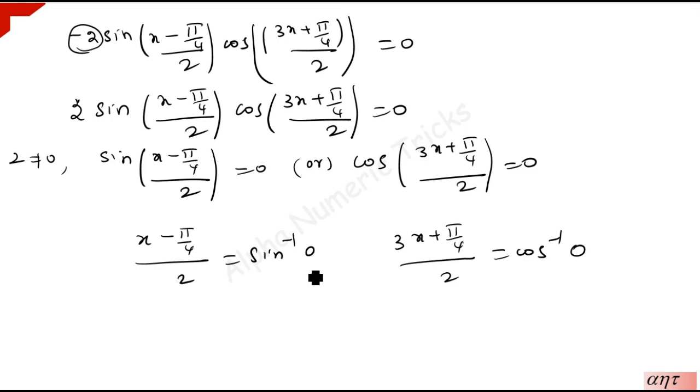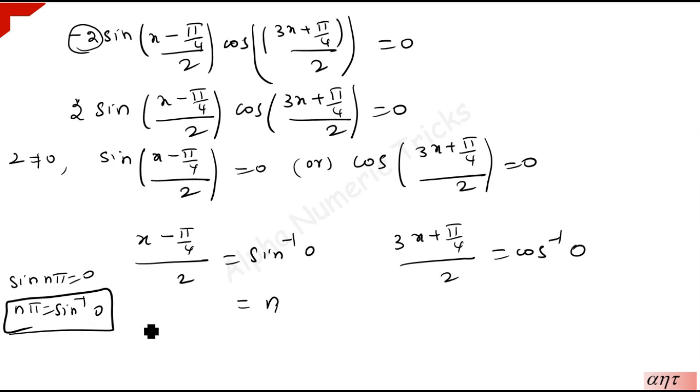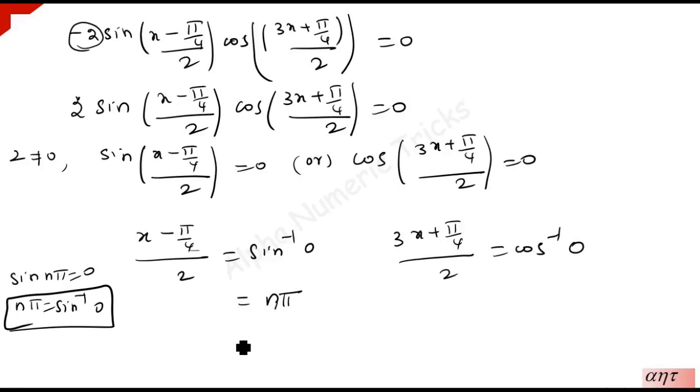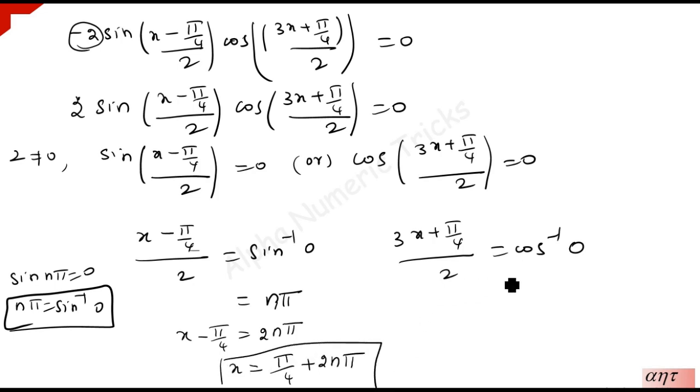And what about sine inverse 0? For all the values of n pi, it becomes 0, isn't it? Sine n pi is equal to 0. So n pi is equal to sine inverse 0, you can write. So this term can be written as n pi. From that you have to take this to this side. So here x minus pi by 4 is equal to 2n pi, or x is equal to, you take this pi by 4 to this side, so pi by 4 plus 2n pi.